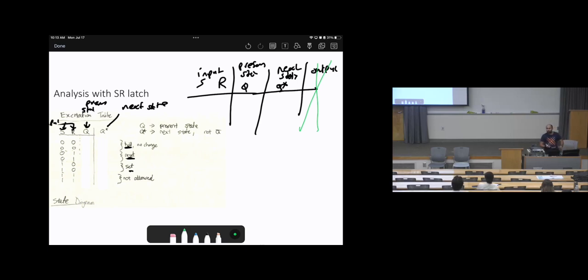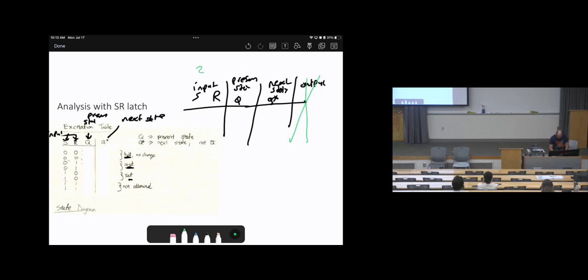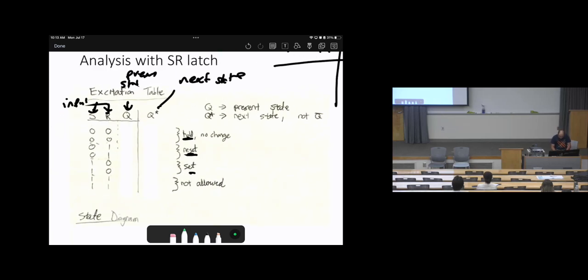Okay, how can we make the state diagram? We have two inputs and one present state, so 2 to the power 3, which is 8 combinations, right? So we have 000, 001, 010, 011, 100, 101, 110, 111.